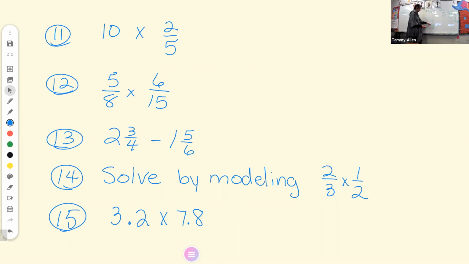The other thing we could do, if we rounded this, what would it round to? 3 and 2/10. 3. 7 and 8/10. What would it round to? 8. What's 3 times 8? 24. So our answer needs to be somewhere close to 24, which puts a decimal point here as well. Are the digits correct here? Okay. Questions on that?